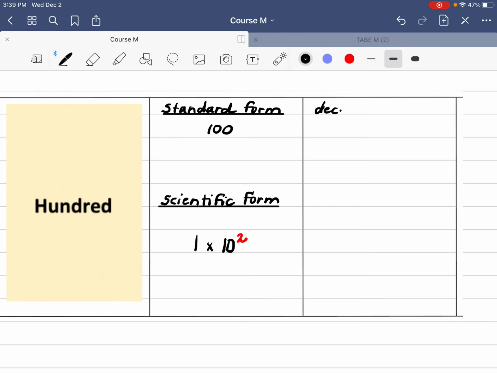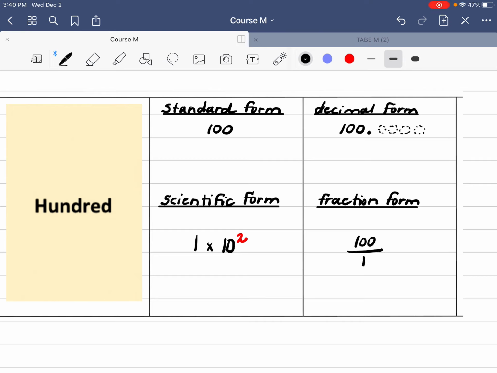Decimal form. Can you visualize it before I write it? It is 100 point, and then if you want to add some zeros, you can. You can add as many as you want, and you're not changing the value of that number. How would you express it in fraction form? Hopefully you got it. You take standard form and put it over a 1.